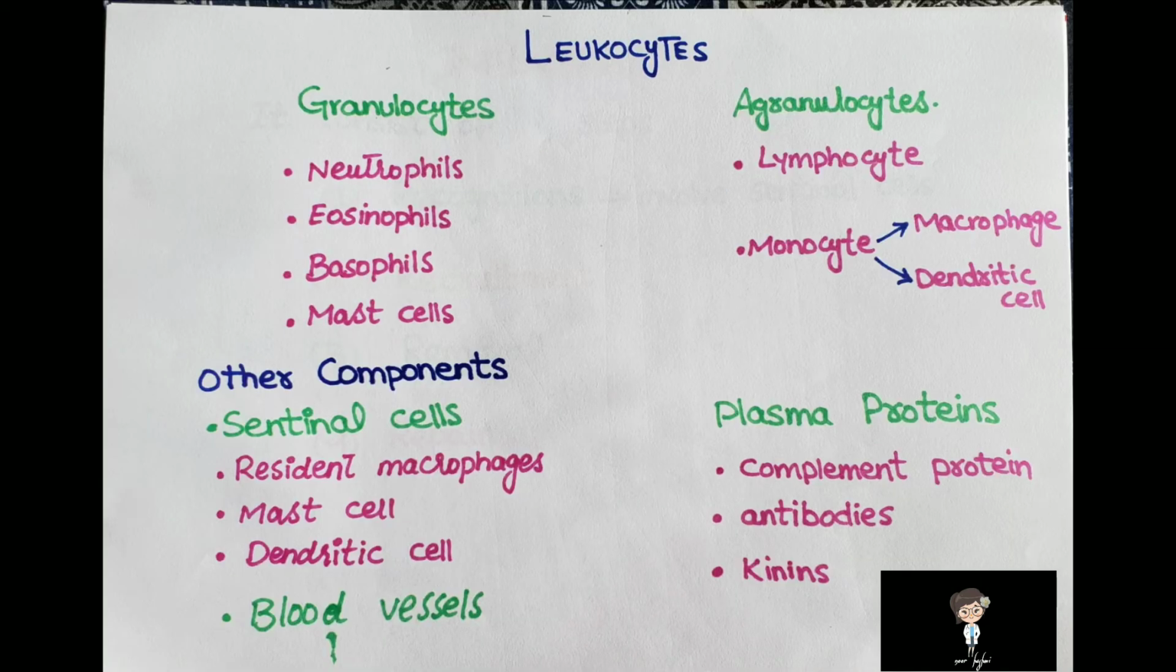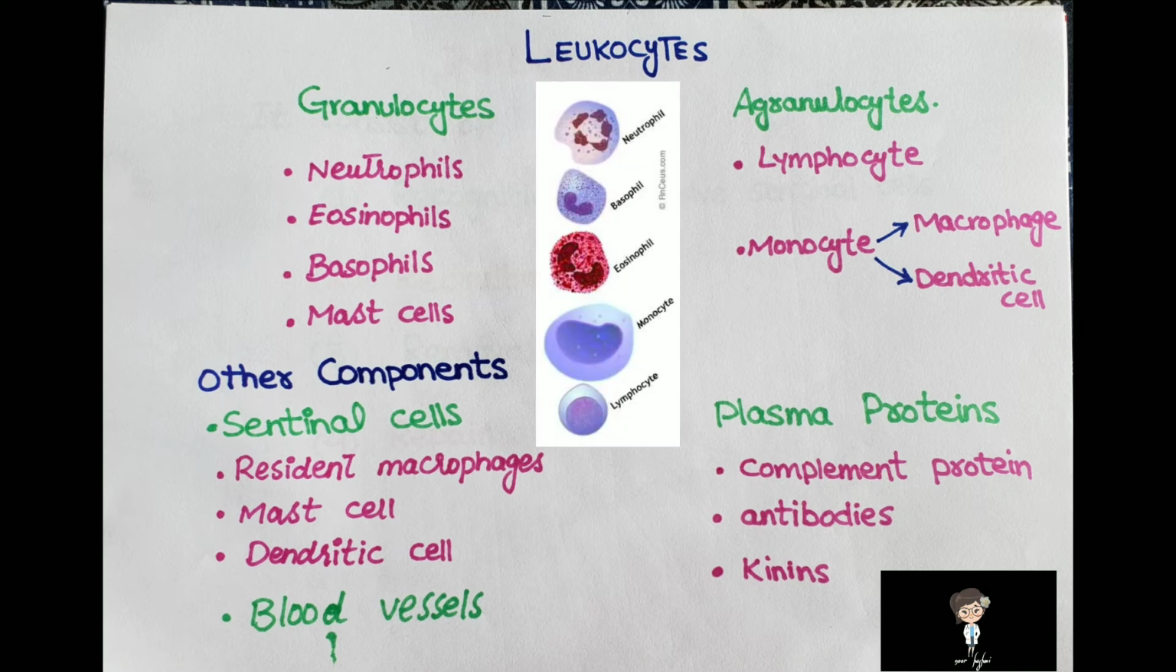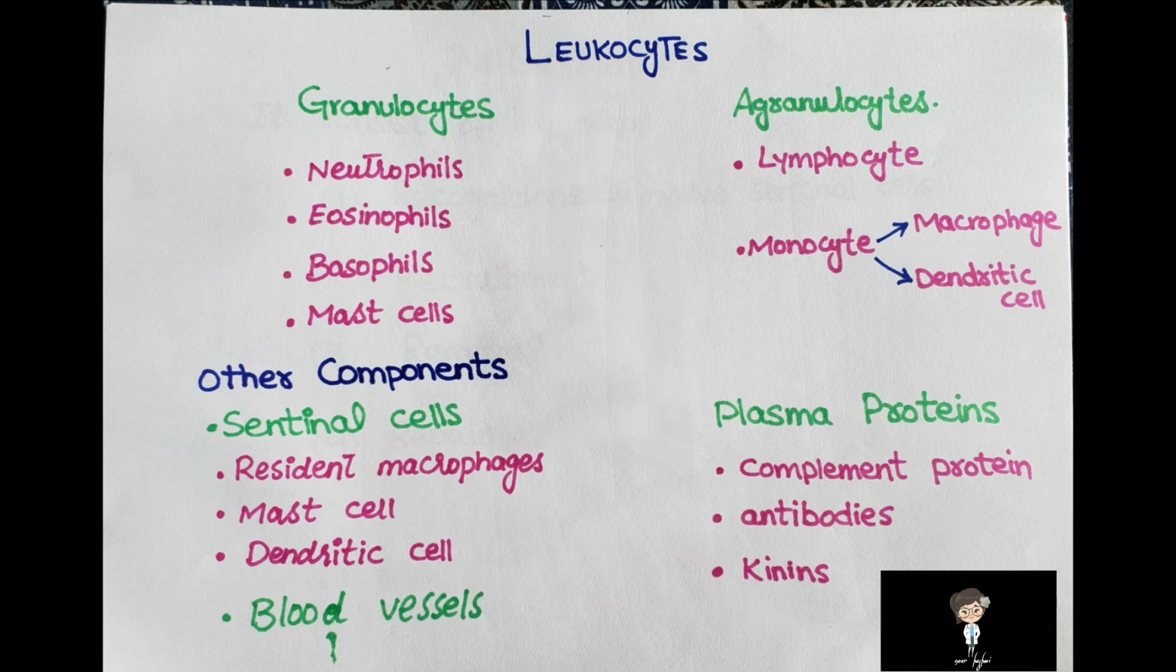Generally, we know that there are two types of leukocytes: granulocytes, having neutrophils, eosinophils, basophils, and mast cells, while agranulocytes have lymphocytes and monocytes. Monocytes are further divided into macrophages and dendritic cells. Other inflammatory components are sentinel cells, which include macrophages, mast cells, and dendritic cells, and components like blood vessels, plasma proteins including complement proteins, antibodies, and kinins like bradykinin.